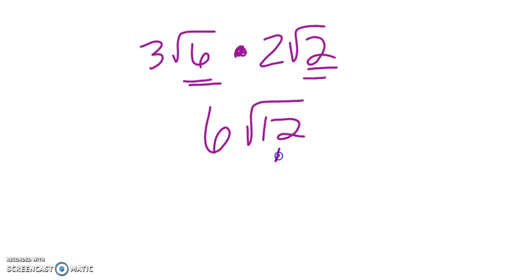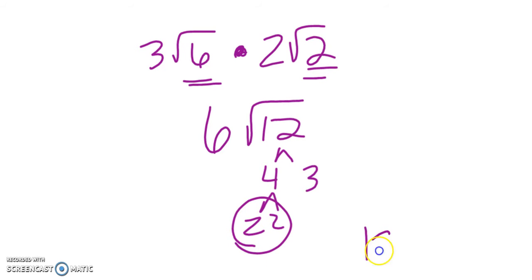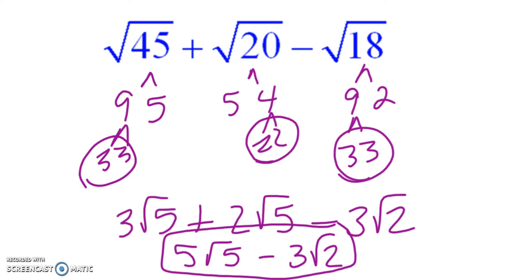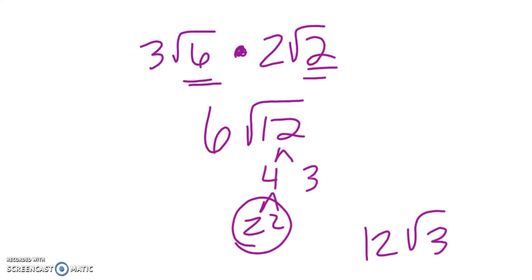You just want to verify that 12 can break down. So it's 4 and 3, and 2 and 2. A pair of 2's. So my final answer would be 12 root 3. So just try to keep a difference between multiplication and adding and subtracting. You cannot add radicals unless they're the same, but you can multiply radicals together at any point.